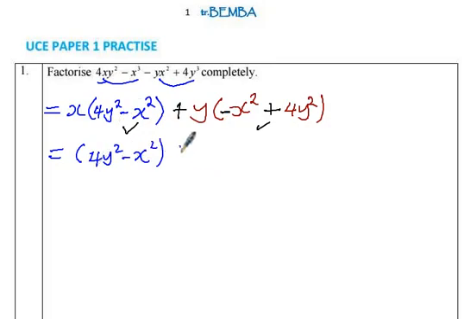Then since this is the same, what do I remain with? Here I have remained with x, and here I have a positive y. Okay, there we are. Now this one is a simplified bracket, but look at this bracket. I see that I have a 4, I have a y squared, I have a minus x squared.